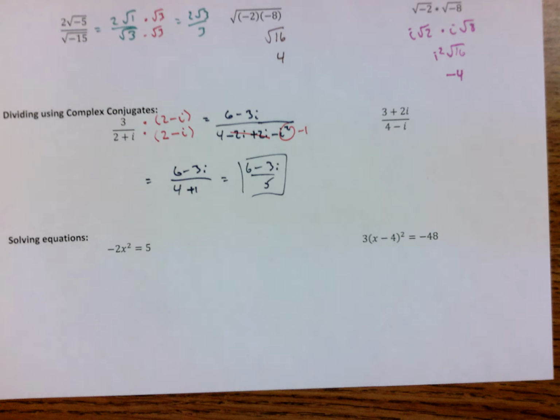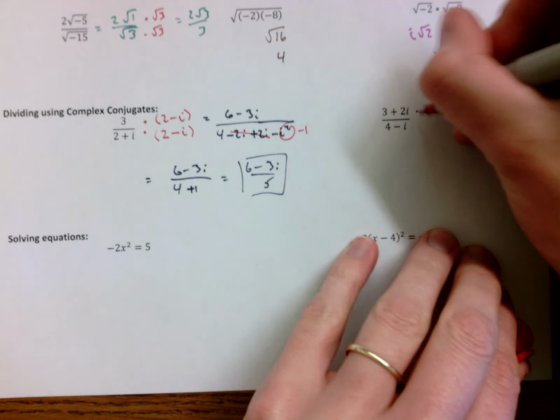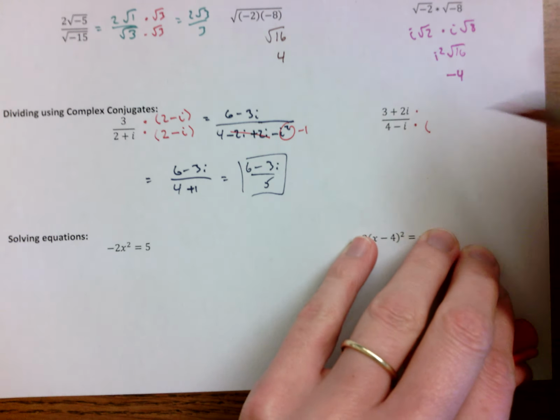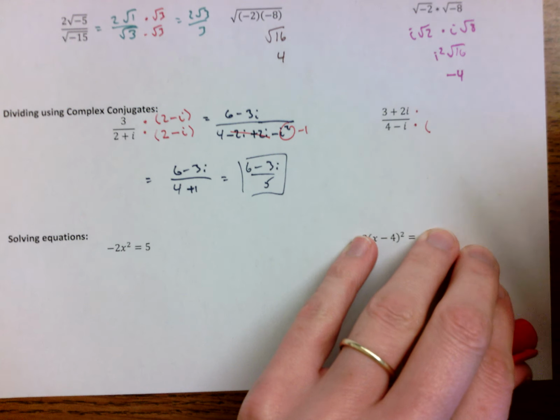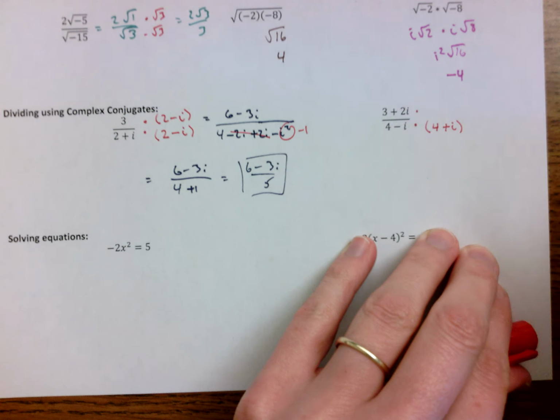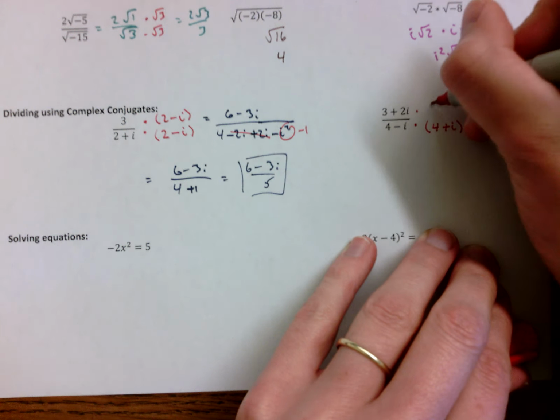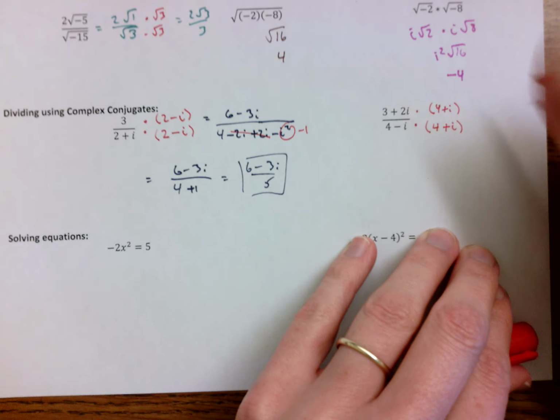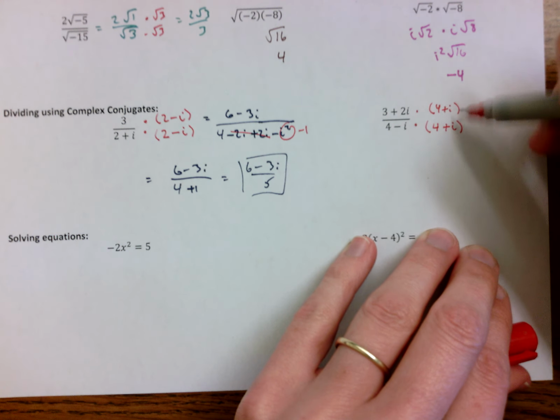All right, so this guy, same deal. I'm multiplying by the complex conjugate. So I'm looking at the denominator. The numerator's fine. We can have imaginary numbers there. But the denominator, I'm going to use 4 plus i. Okay, so opposite signs. And notice that these are exactly the same, right? If you're going to do something to the top, you have to do it to the bottom too.